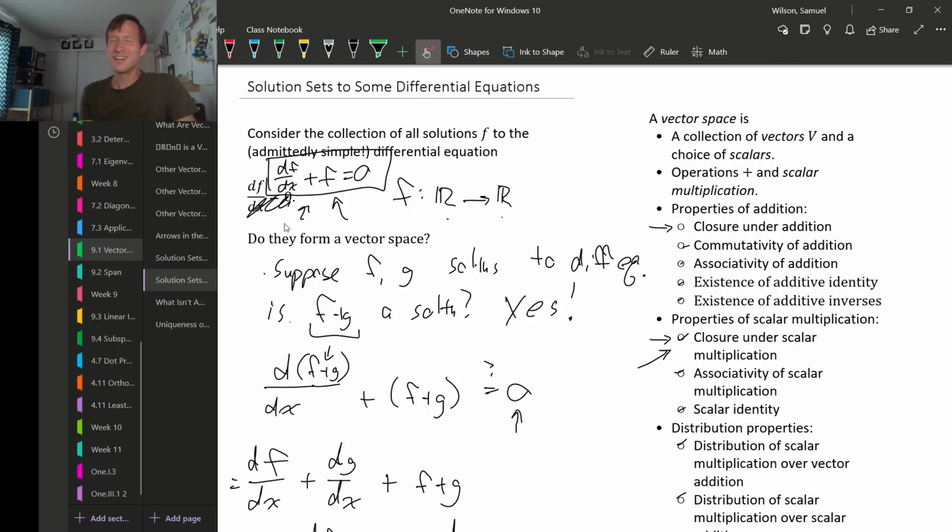I'll warn you that it's not the case that the solutions to every differential equation form a vector space, but nice differential equations do have vector spaces as their solution sets.